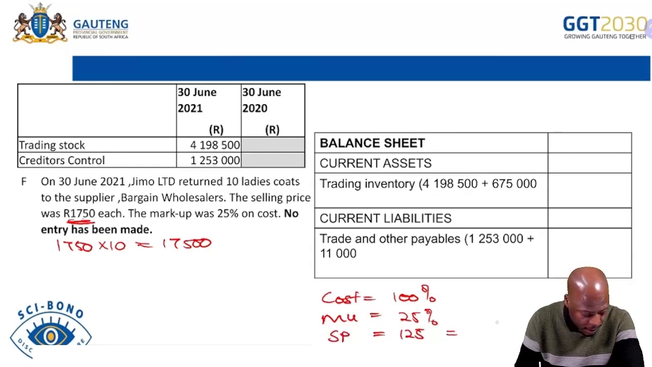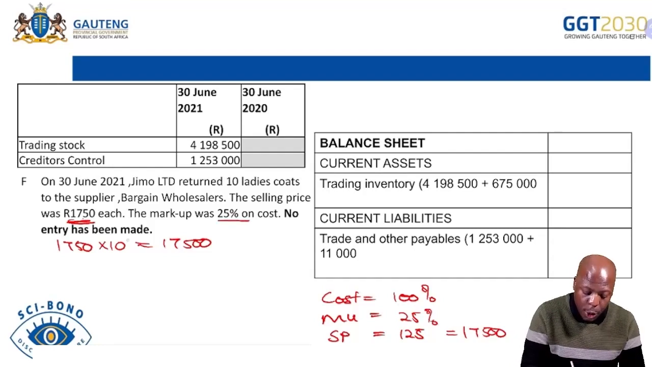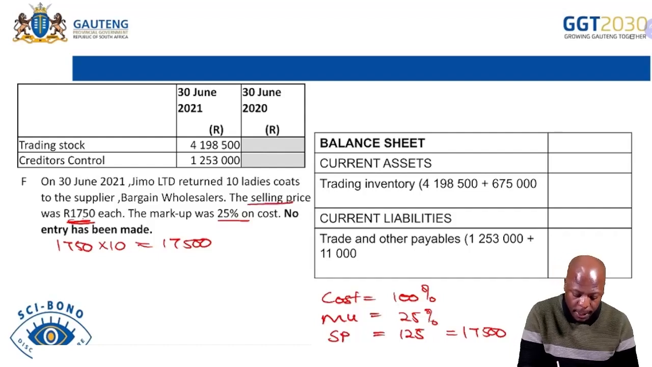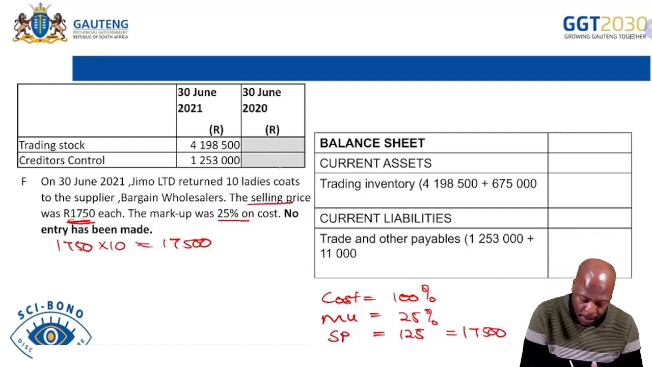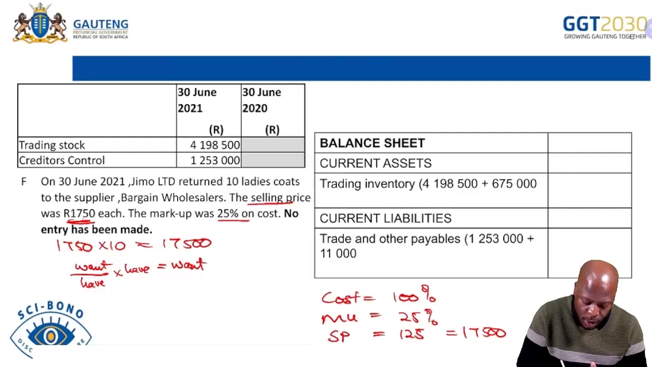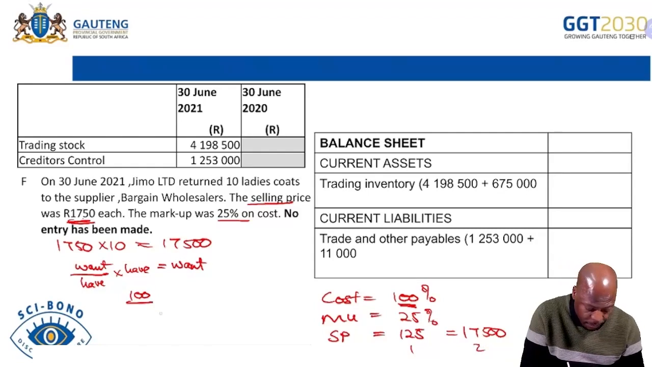And what I'm given is the selling price, which is 17,500. So what do I need? They then say the markup was 25. No entry has been made. So we have returned goods, but we were given them at the selling price, so we had to come back to its cost price. It simply means you need to use the UK method. What does it say? What you want over what you have, multiplied by what you have, will give you what you want. So what we want is the cost, which is 100. Are you still following? What we have must have two values. So this is one value, two value. So what we have is 125.